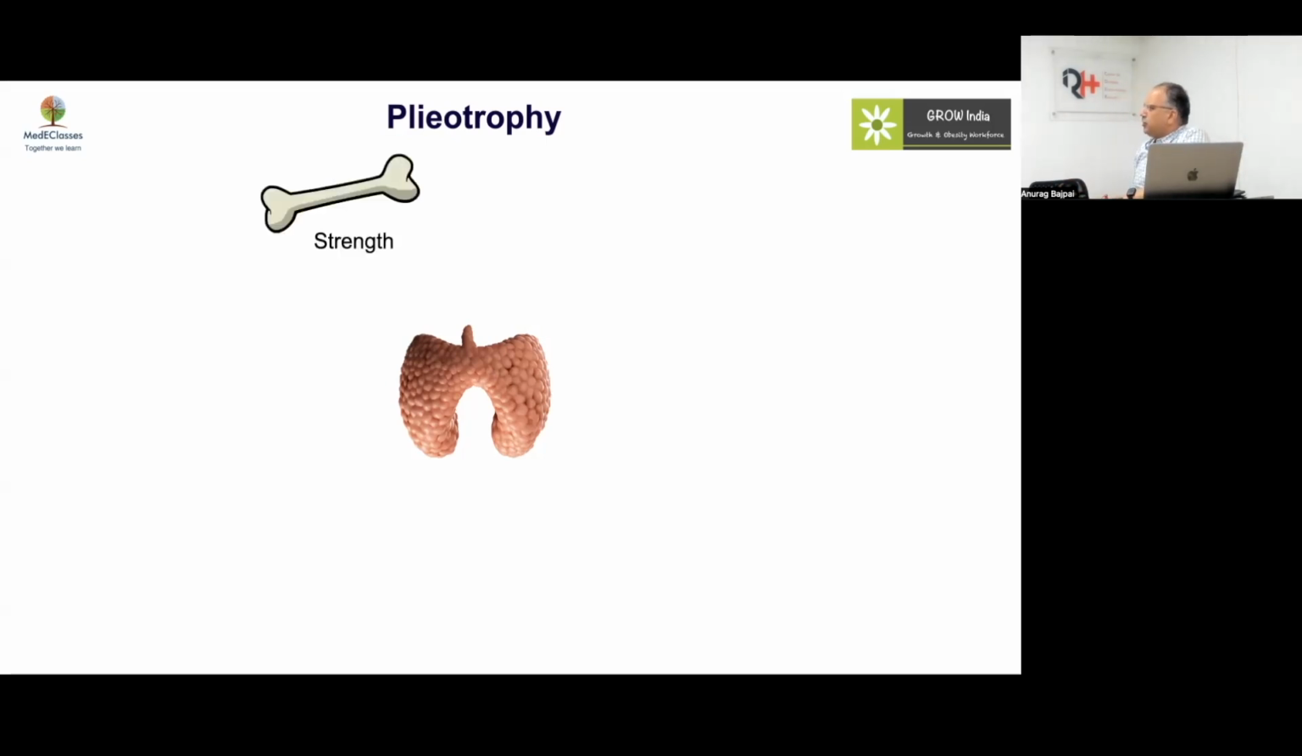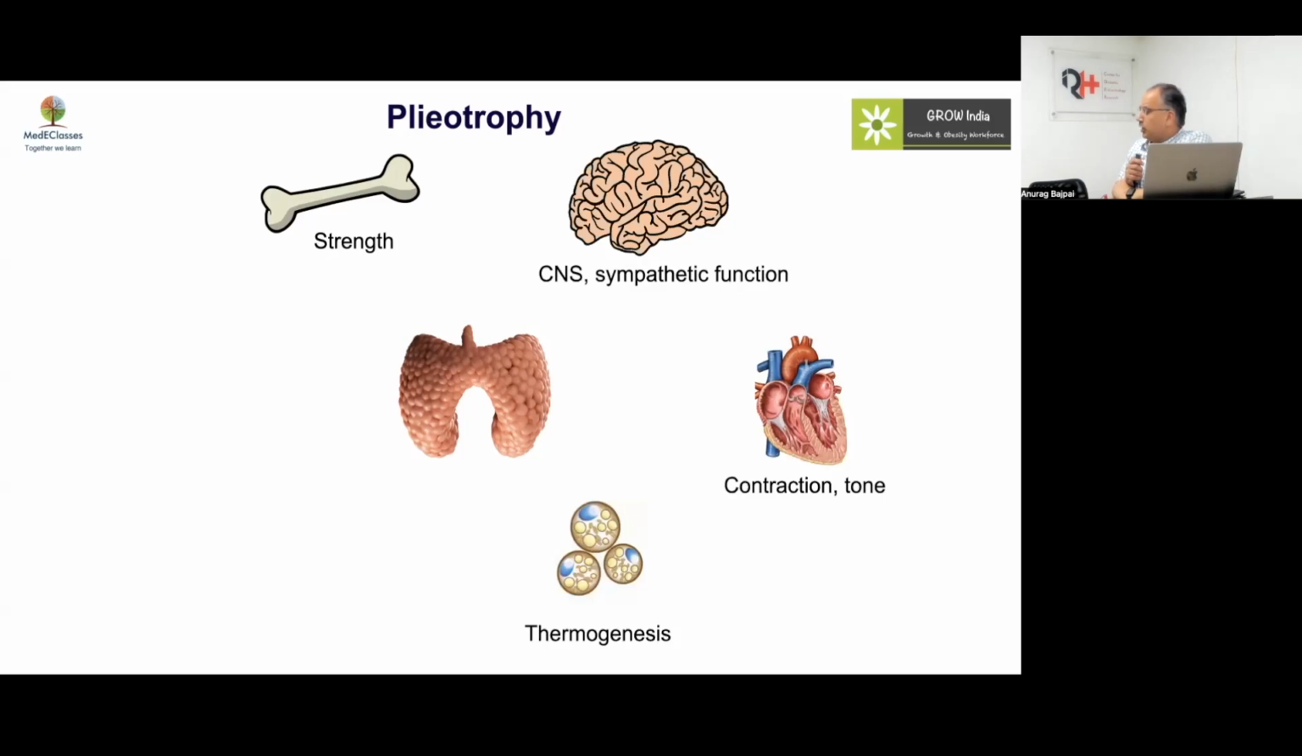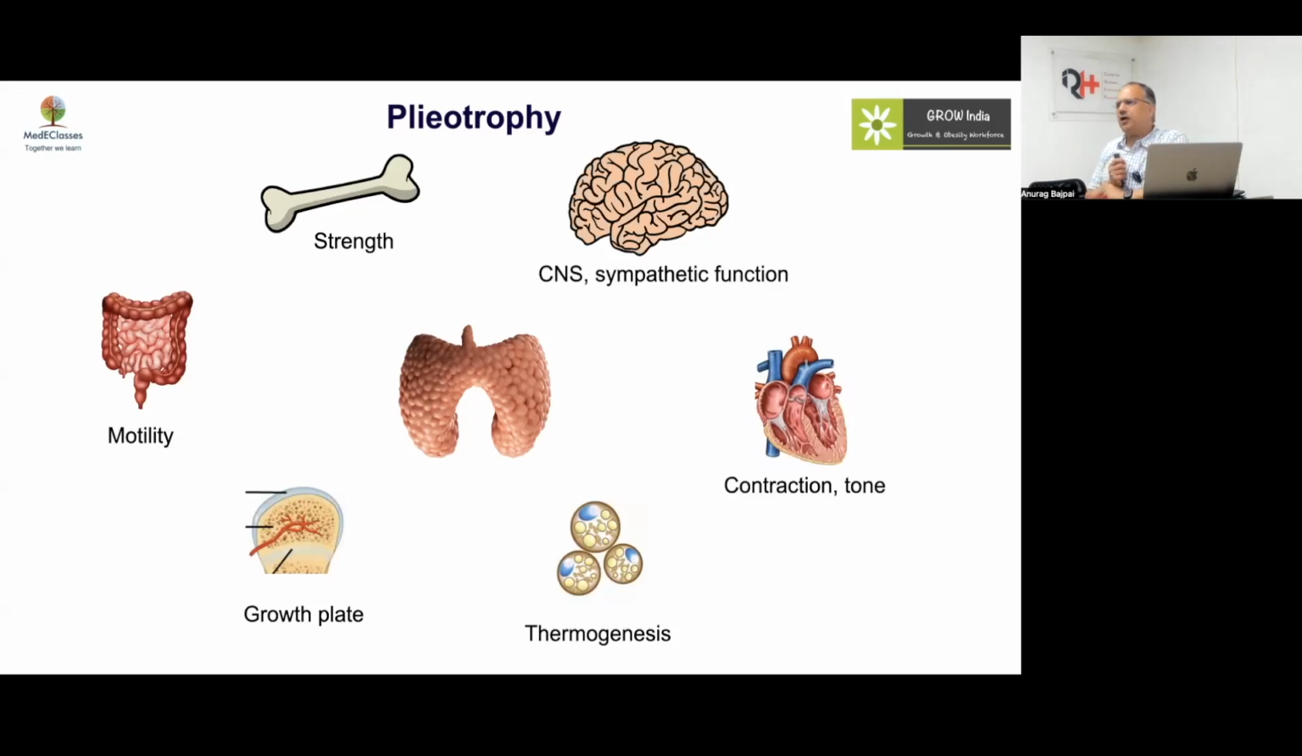Same with thyroid. The same thyroid gland is affecting bone strength, brain function, cardiac contractility, cardiac tone, thermogenesis, growth plate, and motility. So what it tells us is that the presentation of endocrine disorders can be very varied, and the same disorder can present differently. Hypothyroidism can come to you with developmental delay, with hypothermia, with precocious puberty, with delayed puberty, with ovarian cyst, with hyponatremia, with dyslipidemia. So you need to keep your eyes and ears open about endocrine disorders.